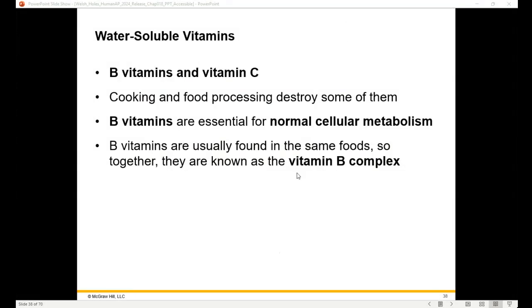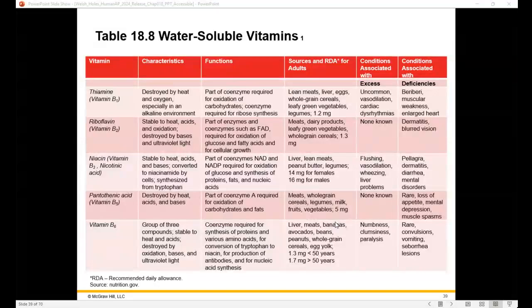Okay, the water-soluble vitamins, B vitamins and vitamin C. Cooking and food processing does destroy some of these. B vitamins are essential for normal cellular metabolism. B vitamins are usually found in the same foods, so together they're known as the vitamin B complex. This table shows you the water-soluble vitamins along with characteristics, functions, sources, and conditions.